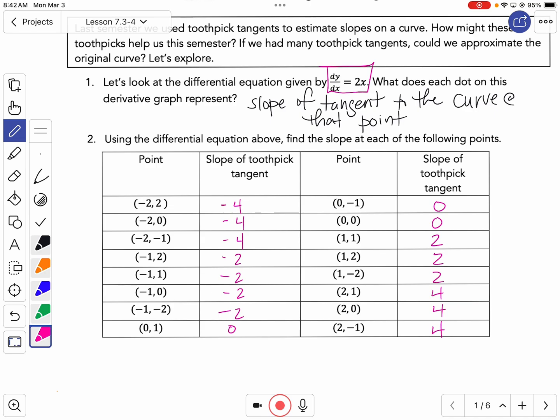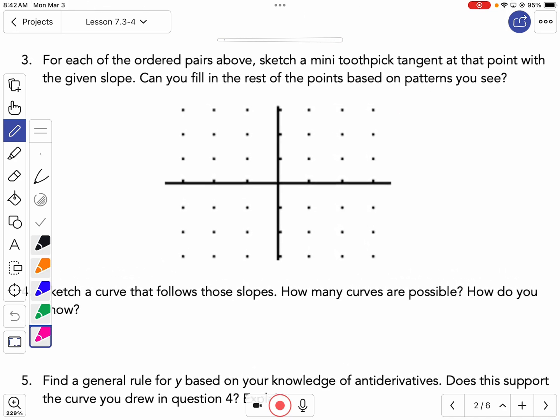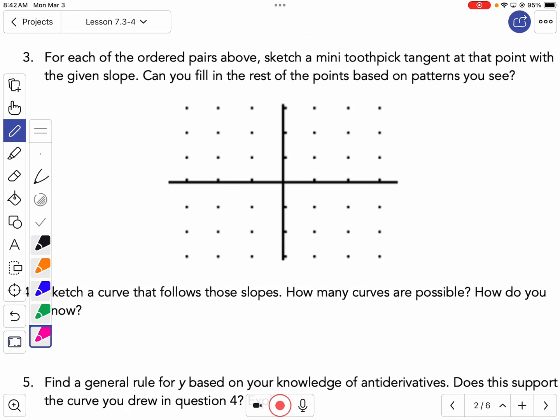Okay, now on that next page, I'd ask you to do something pretty specific. It says, hey, let's actually draw in those little bitty toothpicks. Could we fill in the rest of the points based on the patterns that we see? So let's do the easy ones. Let's do zeros. At 0, 0, I had a slope of 0. How would I represent the slope of 0? Yeah, a little bitty horizontal line. And that's going to be true everywhere x is 0.